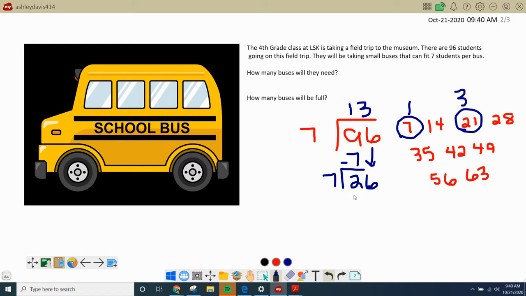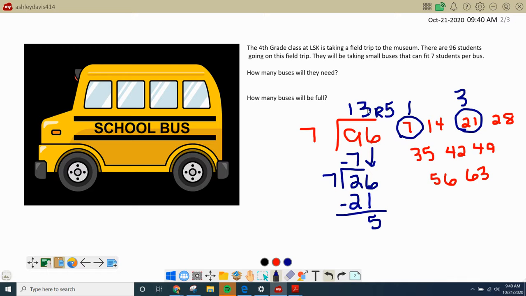Okay, 7 times 3 is 21. 26 minus 21 is 5. Okay, so remainder of 5. So let's talk about our answer. Okay, so we just divided 96 into 7 and got 13 with 5 left over.